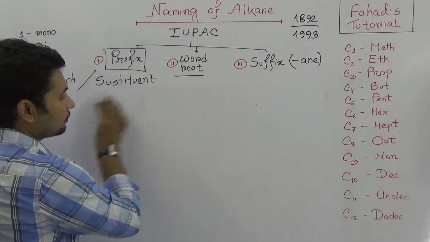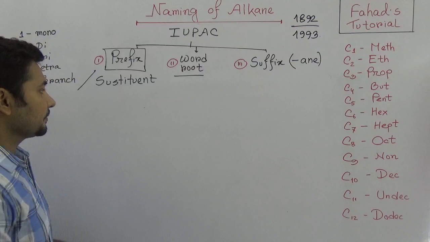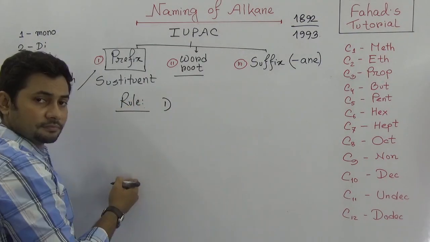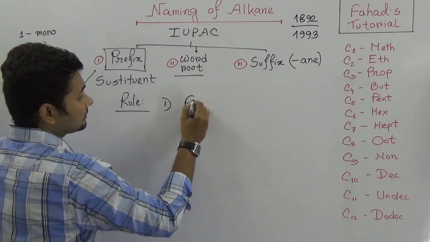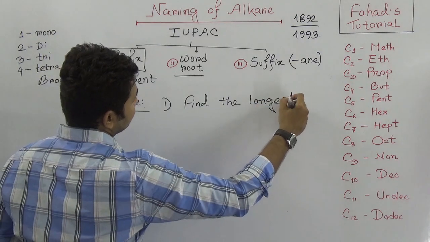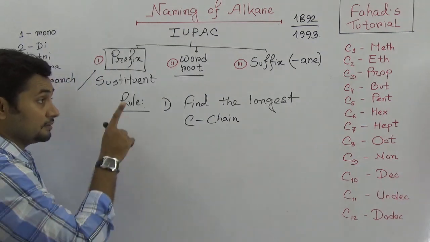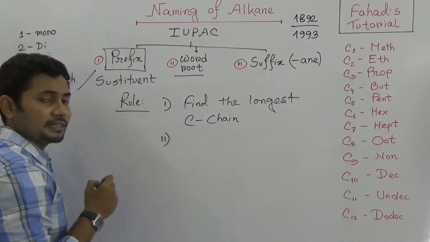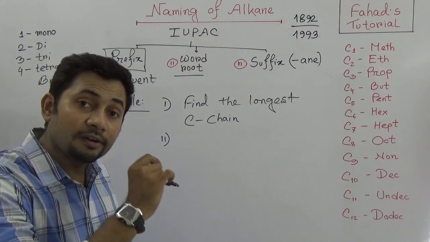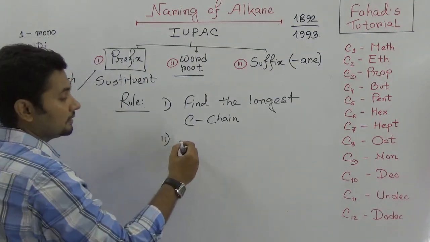I hope you know everything is touched. So according to the IUPAC system, what do you need to consider first? Number 1, the rules. Find the longest carbon chain. Okay? Find the longest carbon chain. Secondly, numbering this longest carbon chain based on what? Based on the substituent.